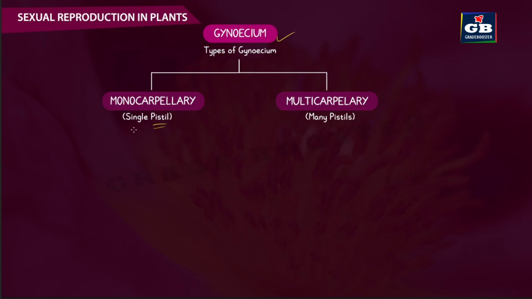If the gynoecium contains only one pistil, a single pistil, it is called monocarpellary. Mono means single, only one. But if the gynoecium contains so many pistils, it is called multicarpellary. Multi means many. There are many carpels in that flower. So gynoecium is of two types: monocarpellary, that means with a single pistil, and multicarpellary, that is with many pistils.